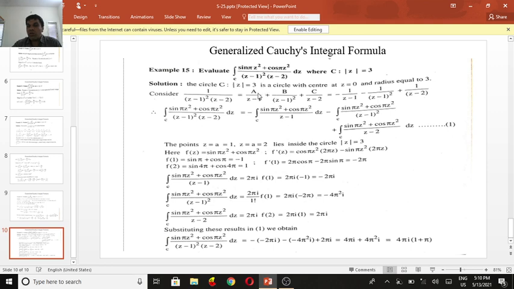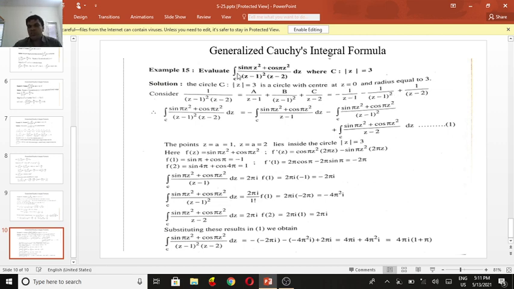So both 1 and 2 lie inside the circle, because mod z equals 3, where the center is a and the radius is 3. So this all lies within the circle. Again, as in the previous problem, we can calculate the unknowns a, b, c by using partial fractions. By partial fractions, we get the value of a is minus 1, the value of b is minus 1, and the value of c is equal to plus 1.